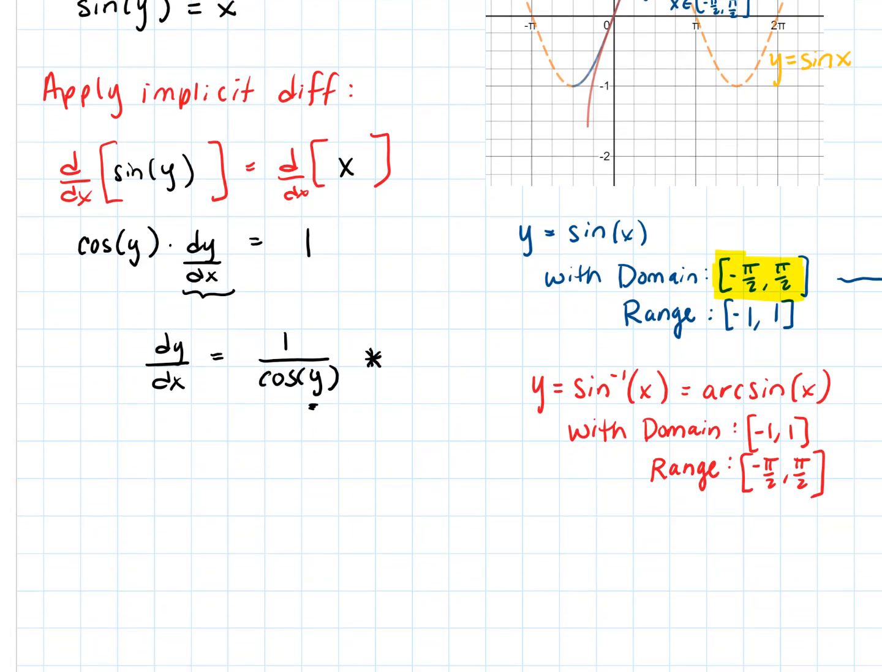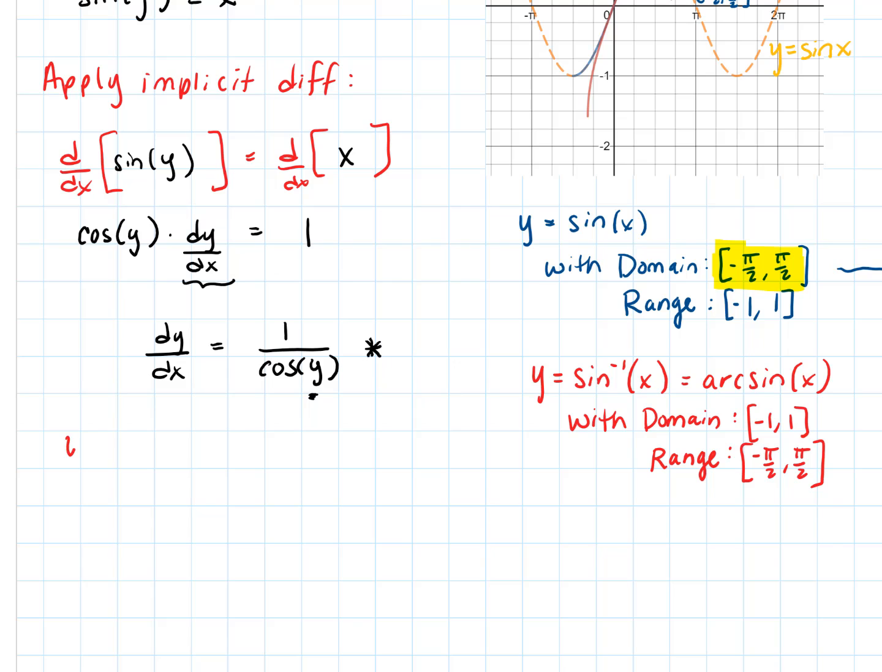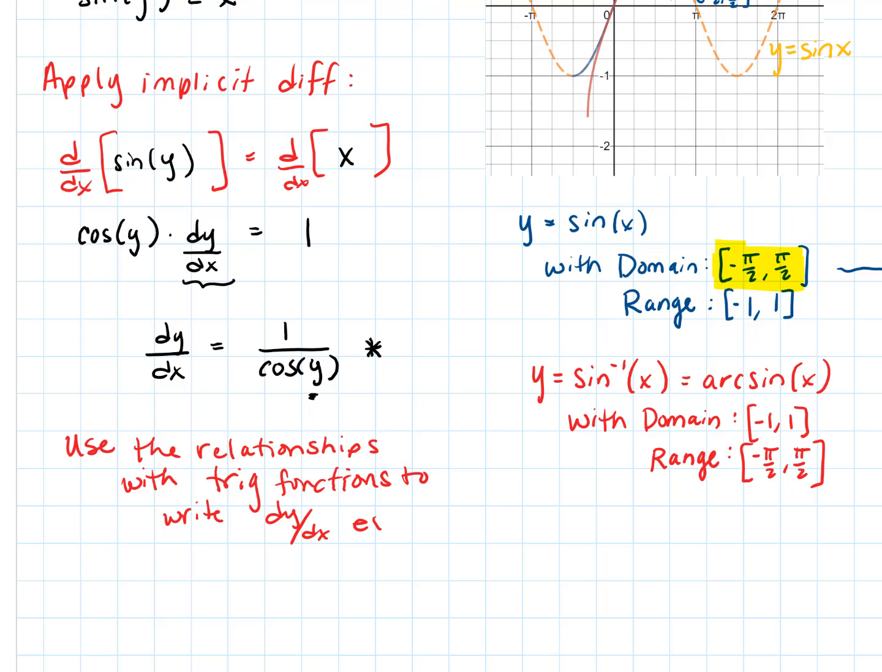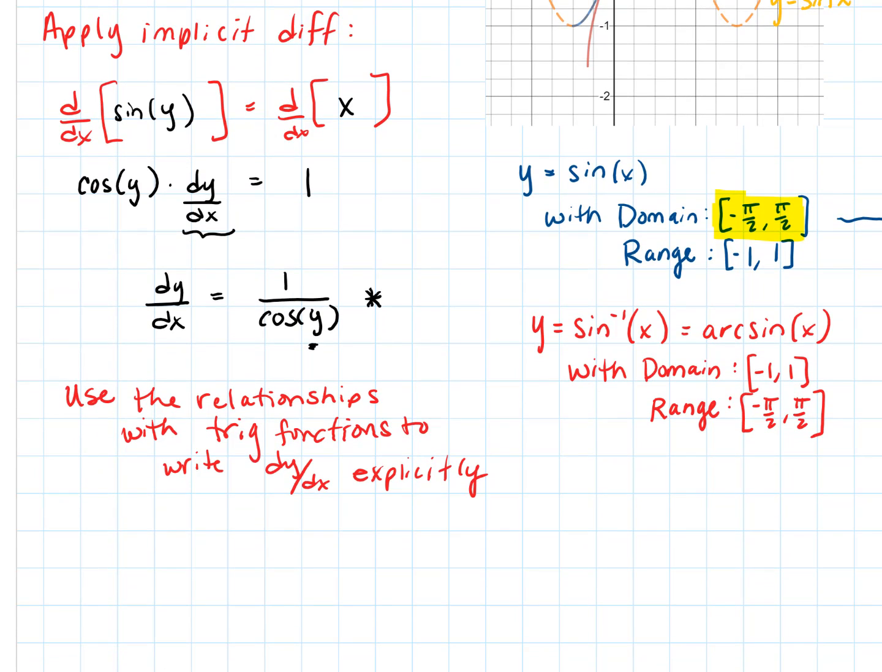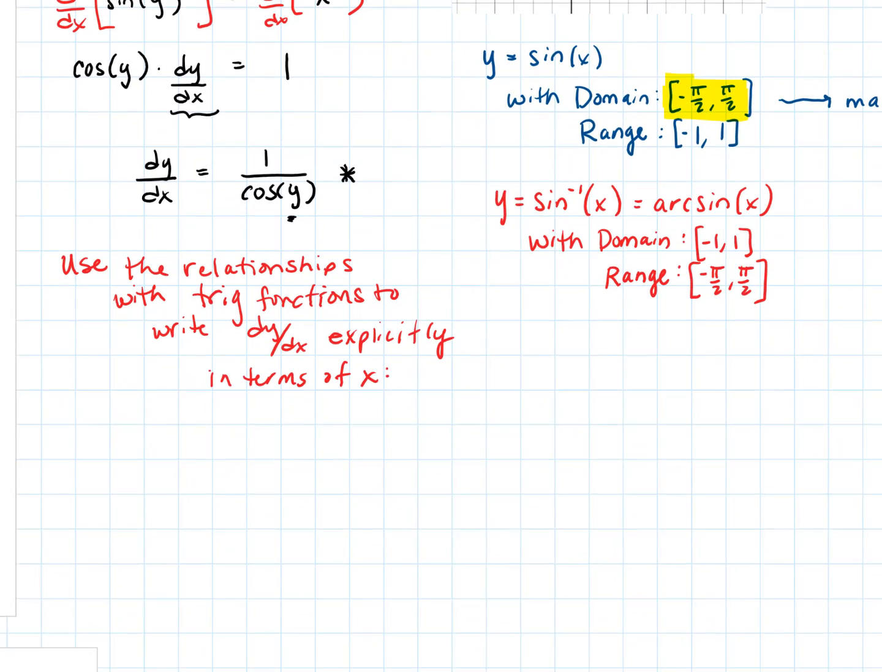So now what we're going to do is we're actually going to use the relationships with trig functions to write dy dx explicitly in terms of x. Because once we have a formula, then we can use that formula, just like we've used formulas in the past for functions once we figure out what their derivatives are. So we can write dy dx explicitly in terms of x. So now we're going to go through and we're going to do a little bit of work. So I know this.